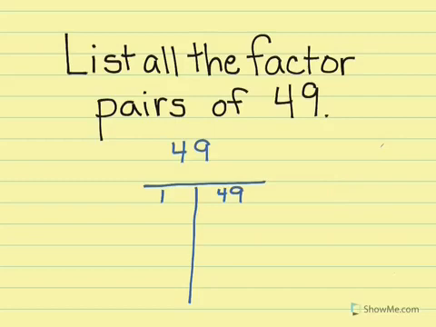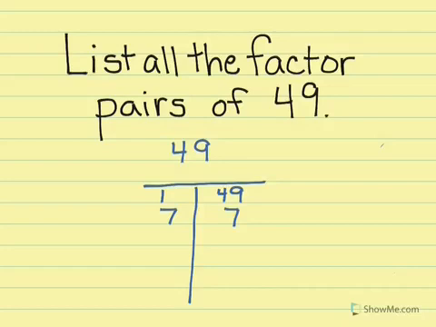What about 6? Let me think about my 6's. 6, 12, 18, 24, 30, 36, 42, 48, 54. So no, 6 is not a factor. What about 7? Let's see. 7 times 5 is 35. 7 times 6 is 42. 7 times 7 is 49. So that is another factor pair.